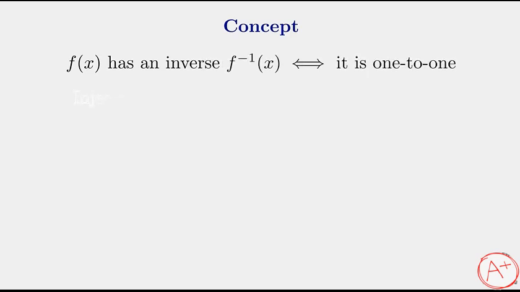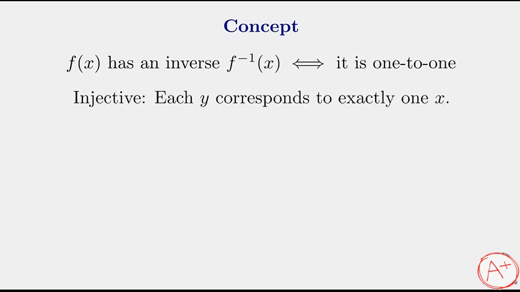Today, we are mastering the inverse of one-to-one functions, a topic vital for Cambridge 9709 Pure Mathematics 1 examinations. A function f of x has an inverse f inverse of x if and only if it is a one-to-one function. For an inverse to exist, a function must be one-to-one, or injective. This means every unique output value corresponds to exactly one unique input value.